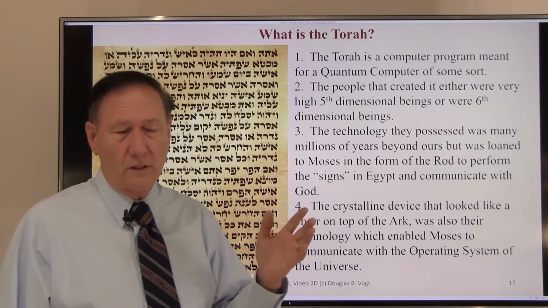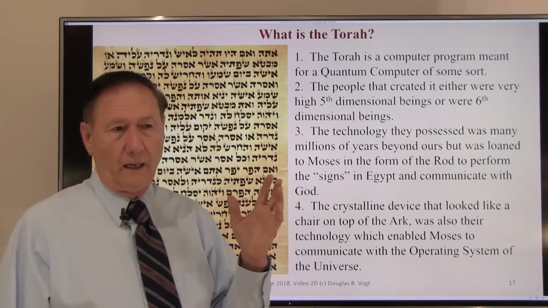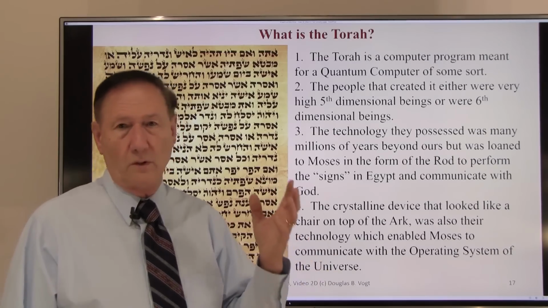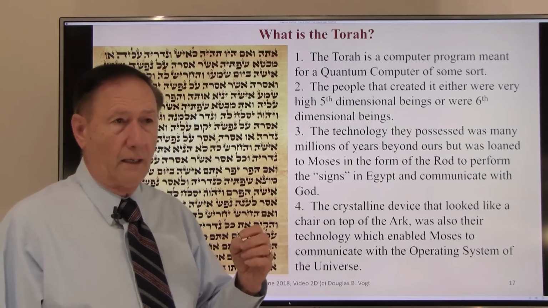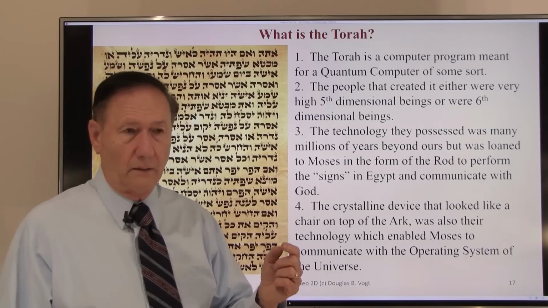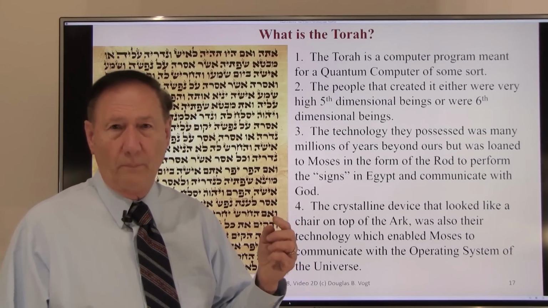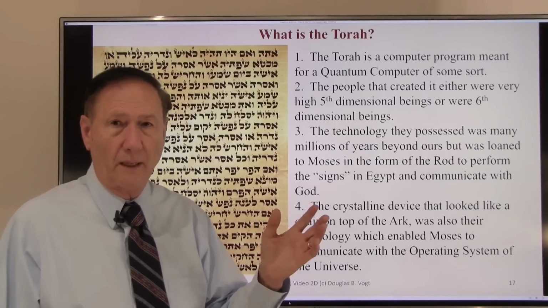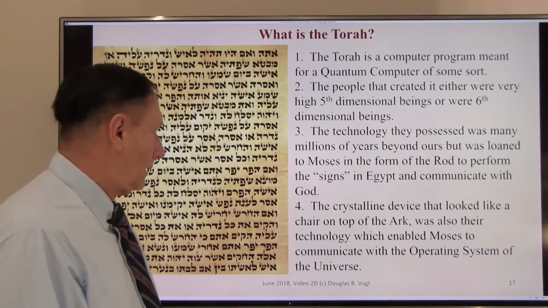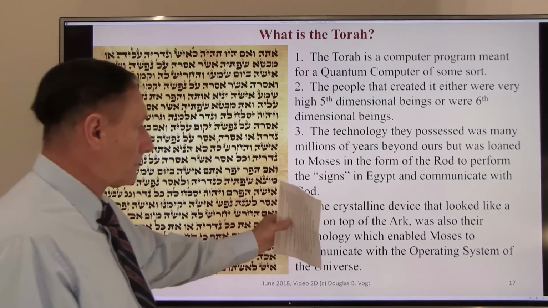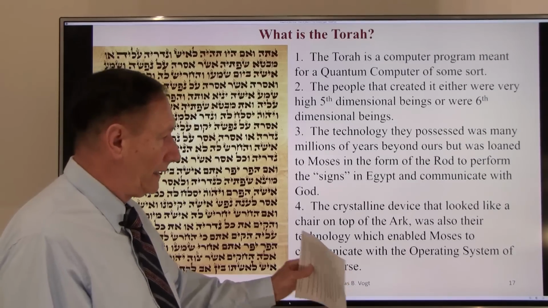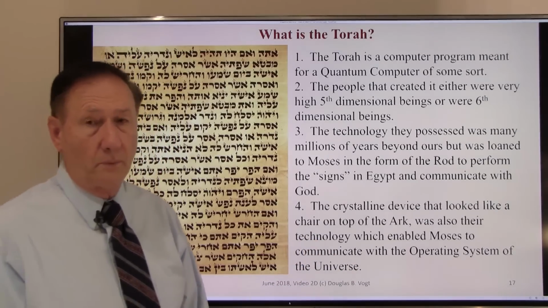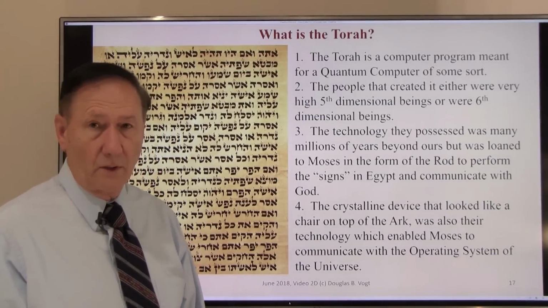It's a crystalline device, it's blue, and it acted both as the computer as well as probably the power supply. And it made the thing work. And I figured out what they were building was basically a flame speaker. That's what this whole thing was about, but you'll learn about it later. Anyway, what was on top of the ark did enable Moses to unbelievably talk to the operating system of the universe.